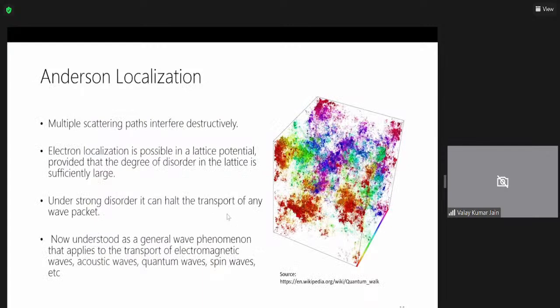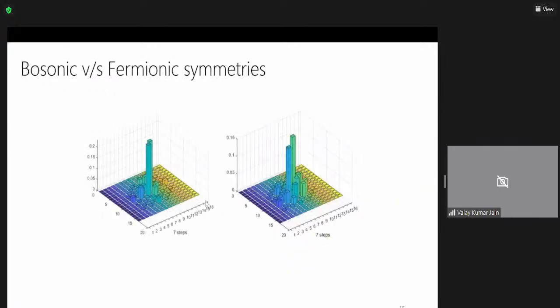It shows that our experiment is correct, and we are able to reproduce these well-known wave phenomena. Now, a word on symmetries again. If you look at the slight difference, this is bosonic and this is fermionic symmetry. You will see that there is still a little bit of difference in the fermionic symmetry, because they are fermions.